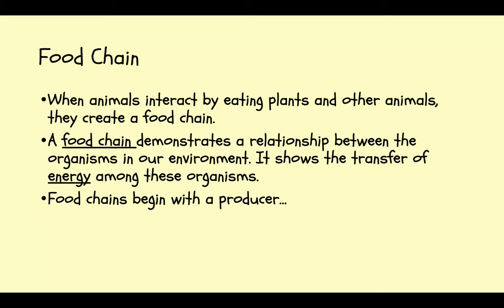So we learned yesterday, we know animals interact by either eating plants or animals, and that's when they form a food chain. That food chain's purpose is to demonstrate a relationship between the organisms in that particular environment. It's showing the transfer of energy among all of those organisms. They always begin with a producer.